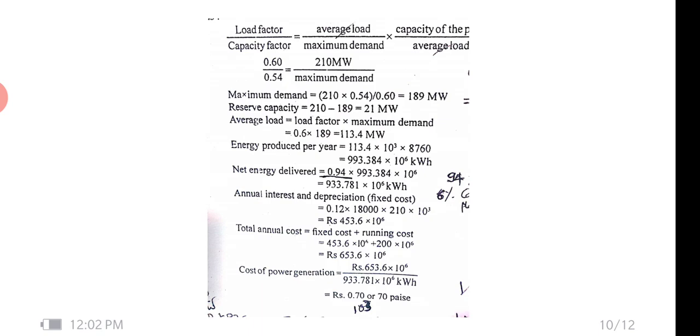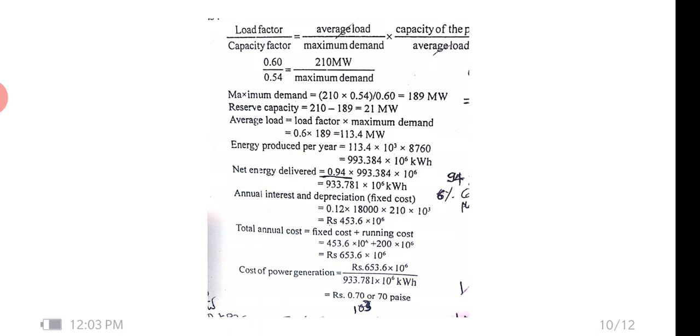That is the average load, and based on that average load we are going to find out the energy or electricity produced per year. Electricity produced per year is equal to 113.4 megawatt, I write as into 10 raised to 3 because it now becomes kilowatt, and into 8760 hours. When I multiply with 8760 hours, you get 993.384 into 10 raised to 6 kilowatt hours, that is units.